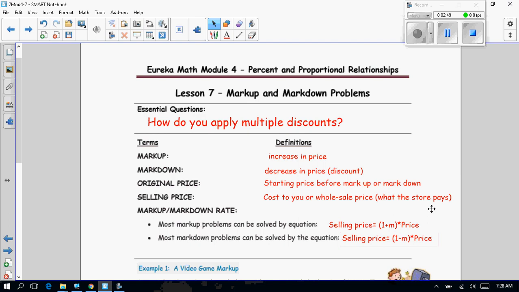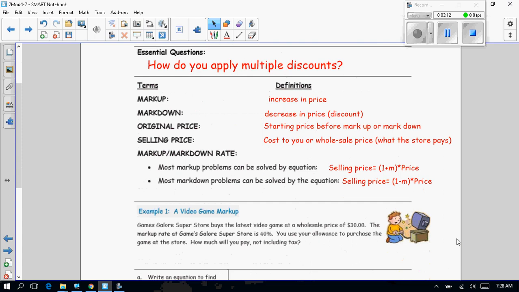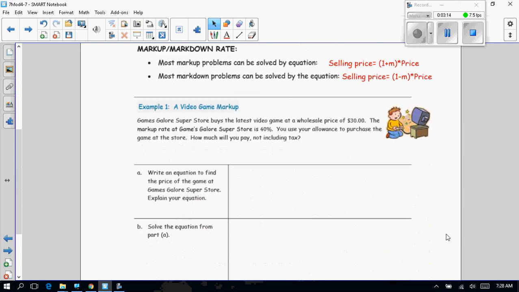All right, and then the markdown is found the other way. Selling price is equal to 1 minus that percent, right? So 1 minus 0.25, right? You pay 75%. You're saving 25%, but you pay 75%. All right, so if you need to, hit pause so that you can write all those down. I went through those kind of quickly, but these are all terms that we're going to be using throughout this whole lesson. All right, so if you are ready to move on, though, here we go.